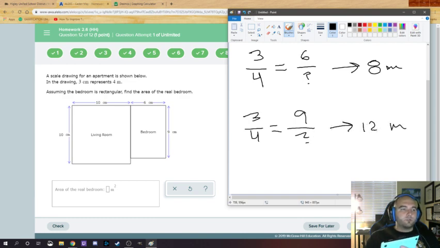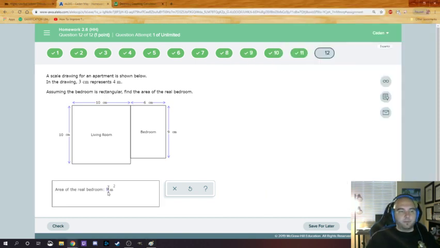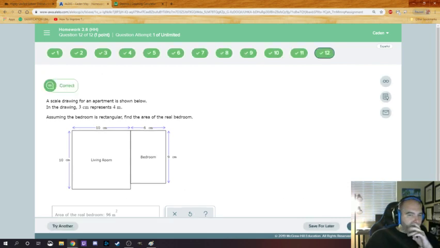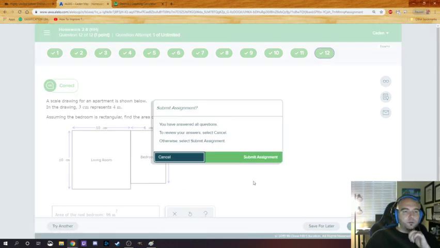So the scale drawing says 6 centimeters by 9 centimeters, but based on the scaling, that's really 8 meters by 12 meters. So it says, what's the area? Well, the area would therefore be the base times the height, 8 times 12, which is 96 meters squared. Although they gave us the units, how kind of them. So I just need to type in the 96. There you go.